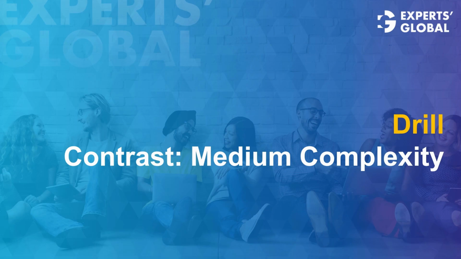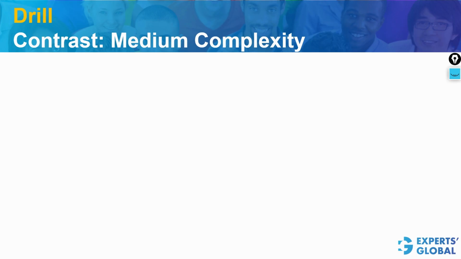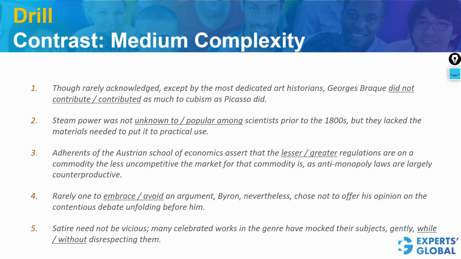A medium complexity drill on sentences involving contrast. Please target 100% accuracy and don't worry about speed at this stage. Here is the drill. On this slide, you have 5 sentences, and for the underlined parts, you have 2 answer choices. You need to select one of the 2 underlined answer choices. Please pause the video and solve it while targeting 100% accuracy.